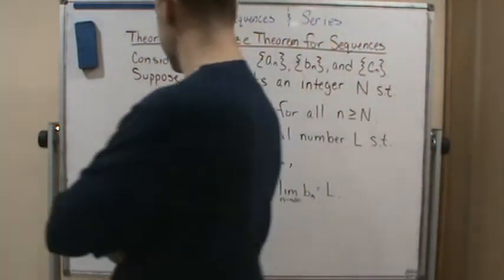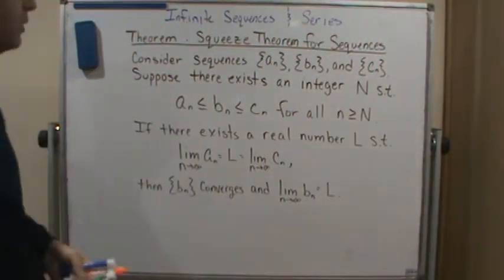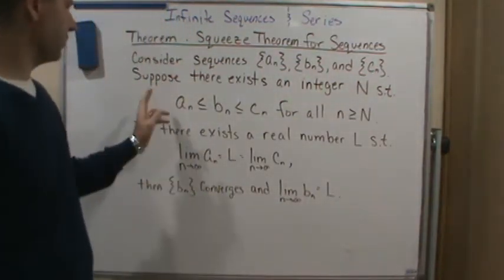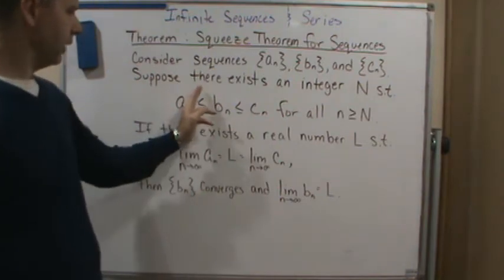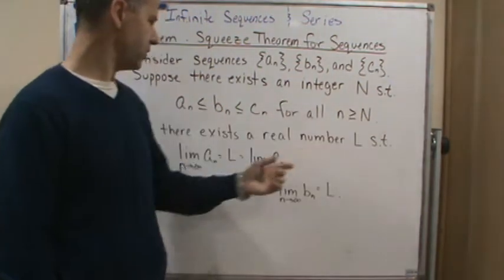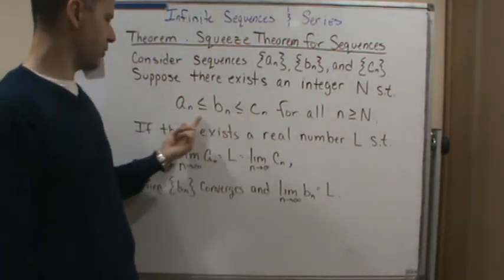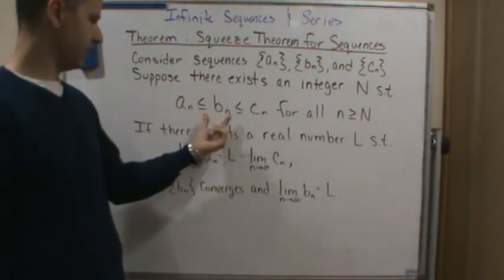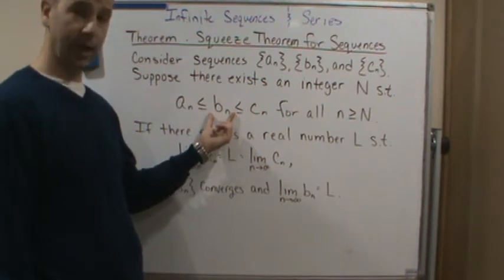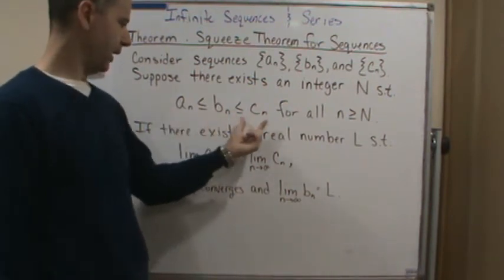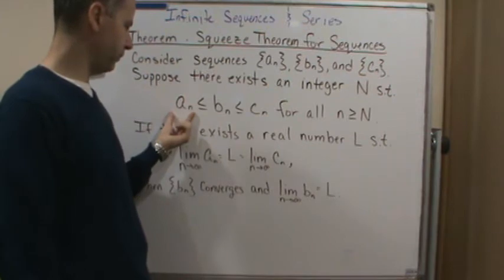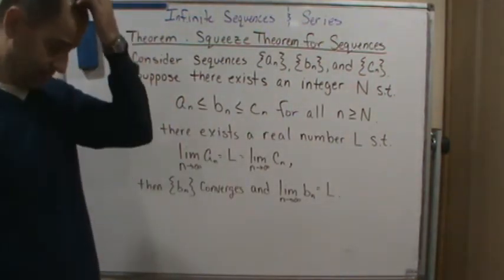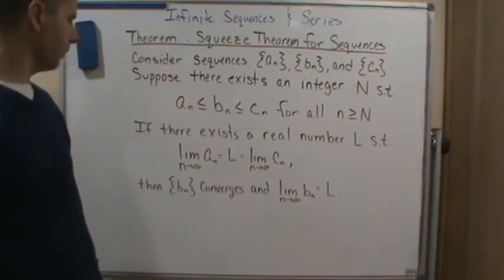So the squeeze theorem says that if we consider three sequences, a sub n, b sub n, and c sub n, and suppose there exists an integer N such that a sub n is less than or equal to b sub n, which is less than or equal to c sub n, for all n greater than or equal to N. Okay, so the nth term b sub n is between the nth term of the a sub n sequence and the c sub n sequence.